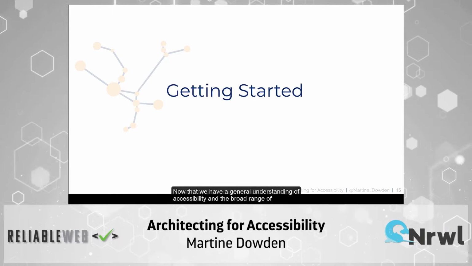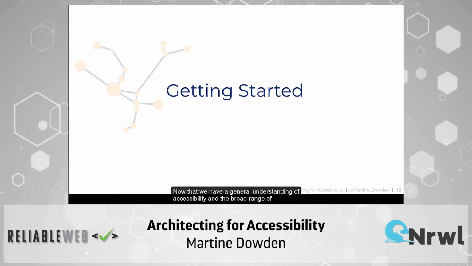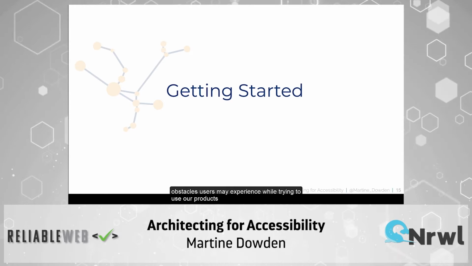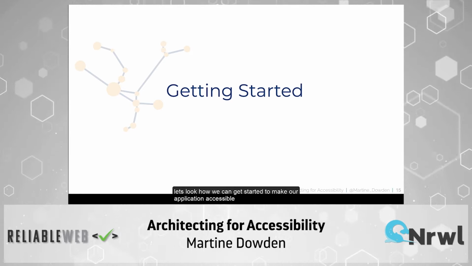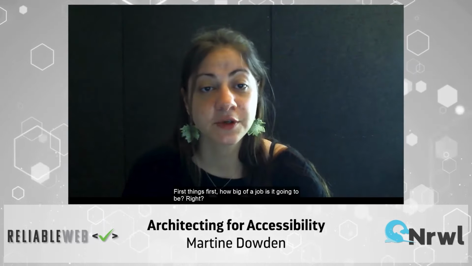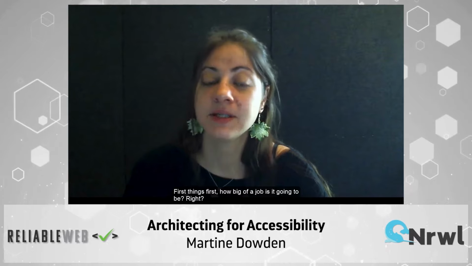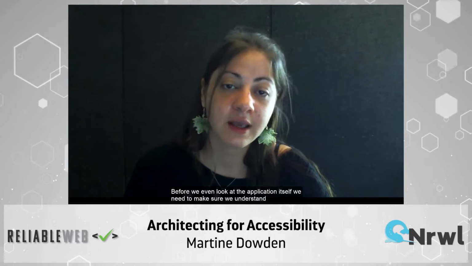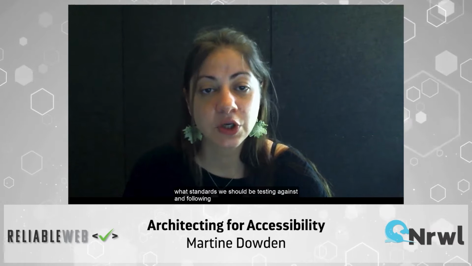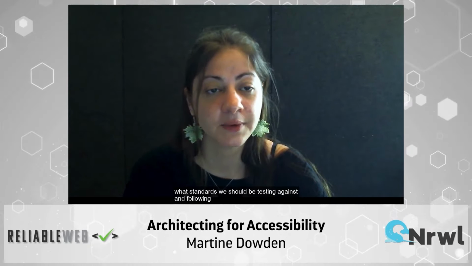Now that we have a general understanding of accessibility and the broad range of obstacles users may experience while trying to use our products, let's look at how we can get started to make our application accessible. First things first, how big of a job is it going to be, right? Before we even look at the application itself, we need to make sure that we understand what standards we should be testing against and following. Those may be legal, best practice, or both.